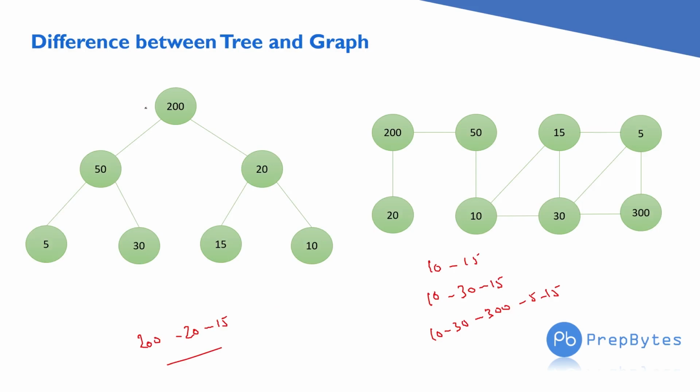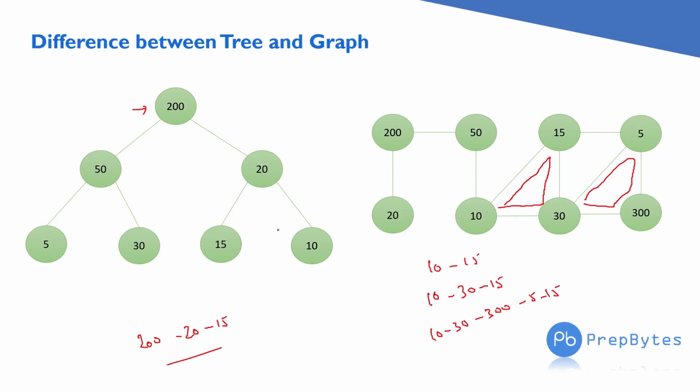Okay, so the next difference is there is exactly one root, but here there is no root. We can begin our traversal from anywhere, from any node. Trees are acyclic. As you can see, there is no cycle, and here there is a cycle. See, 10, 30, 15 is a cycle, and 10, 30, 300, 5, 15, 10 again, this is a cycle. But here there is no cycle. As you can see here, this is nothing but a cycle. So here also this is a cycle. Fine, but in trees there are no cycles.